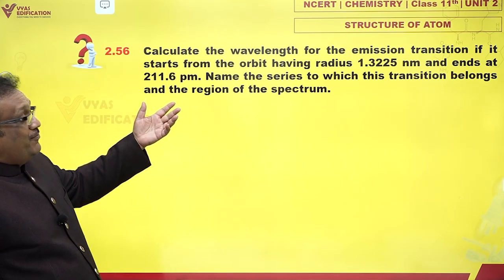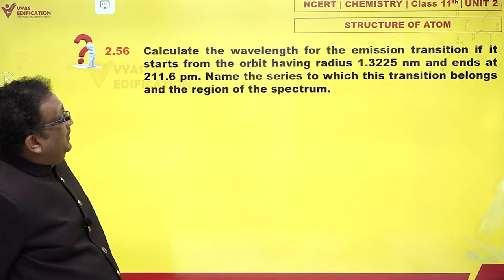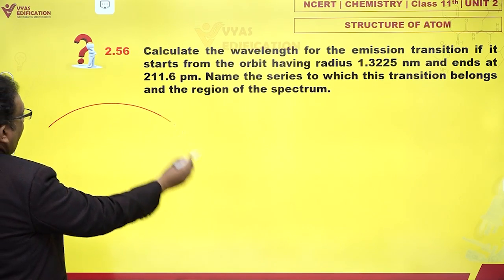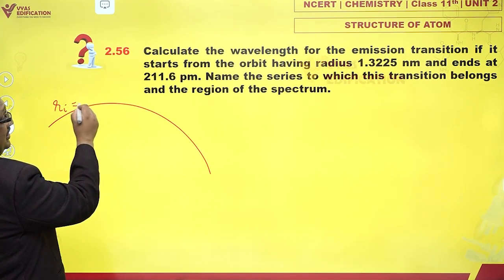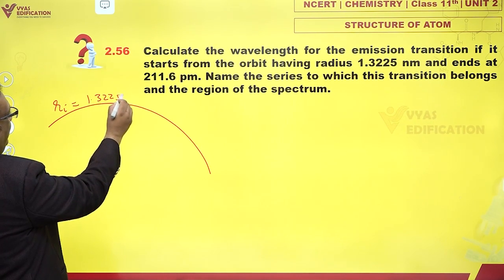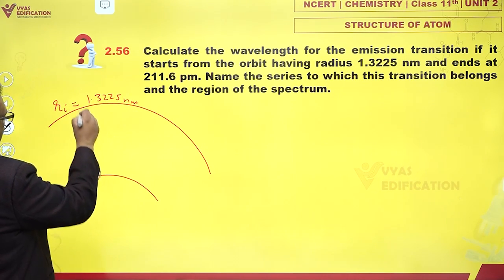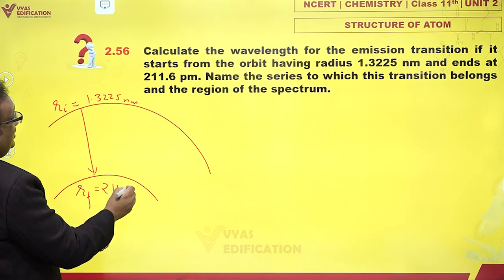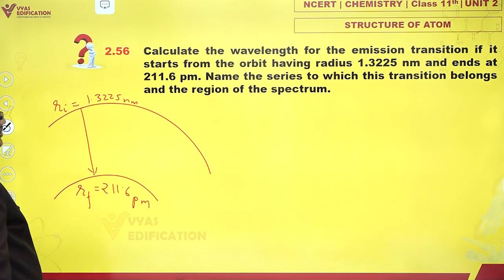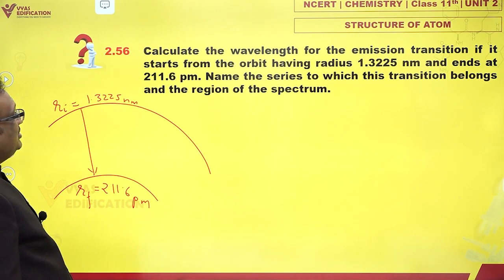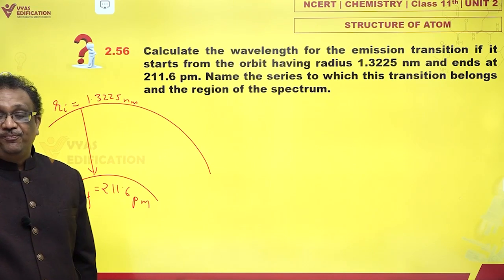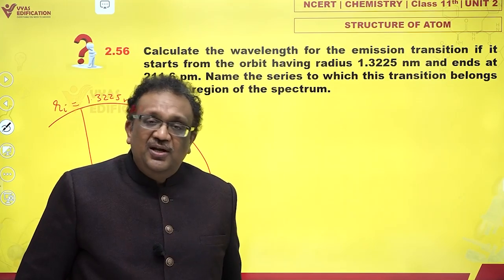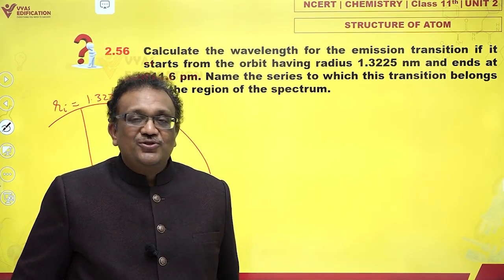Calculate the wavelength of the emission. This is again from Bohr's theory. Emission transition, if it starts from an orbit having initial radius 1.3225 nanometers, and as it falls, the final radius is 211.6 picometer. Name the series to which this transition belongs and the region of the spectrum. We are assuming this to be a hydrogen atom. Nothing else has been mentioned, so we assume hydrogen.